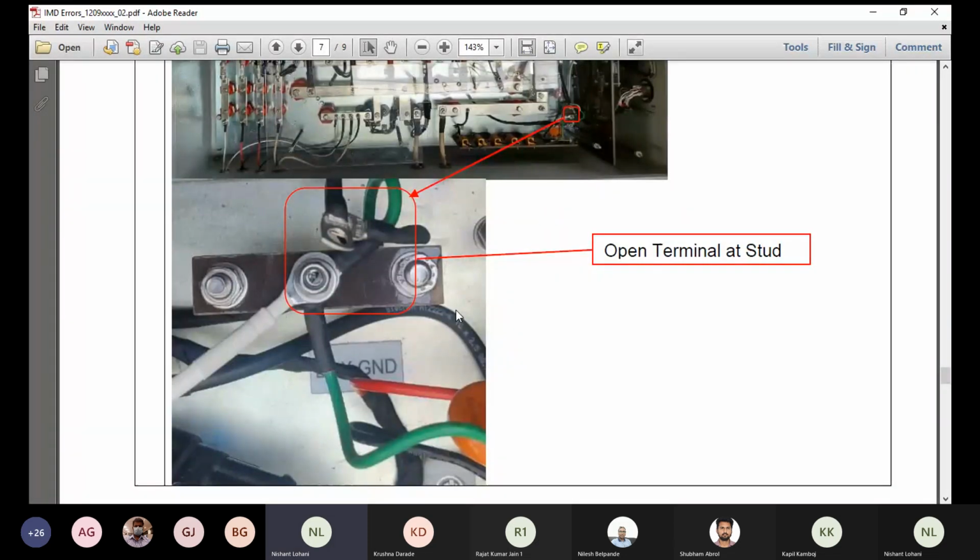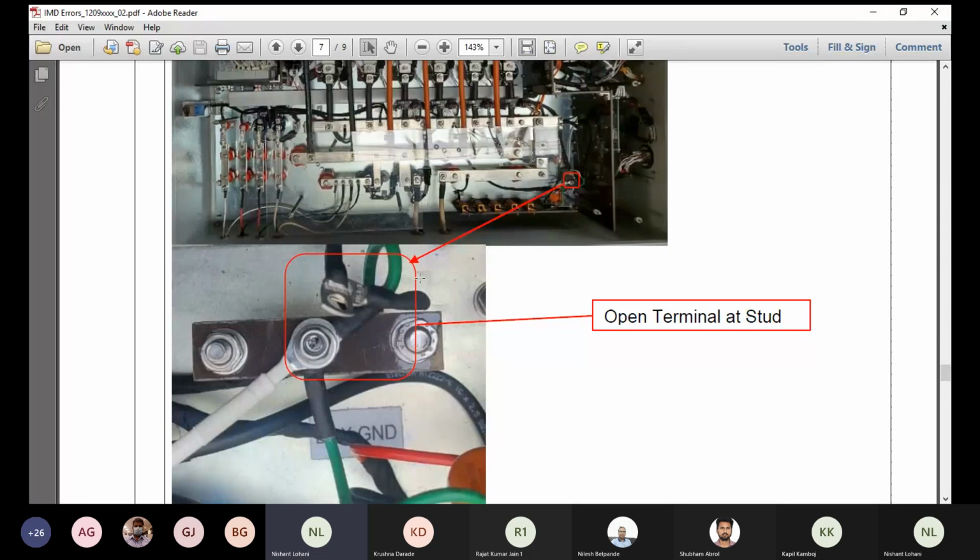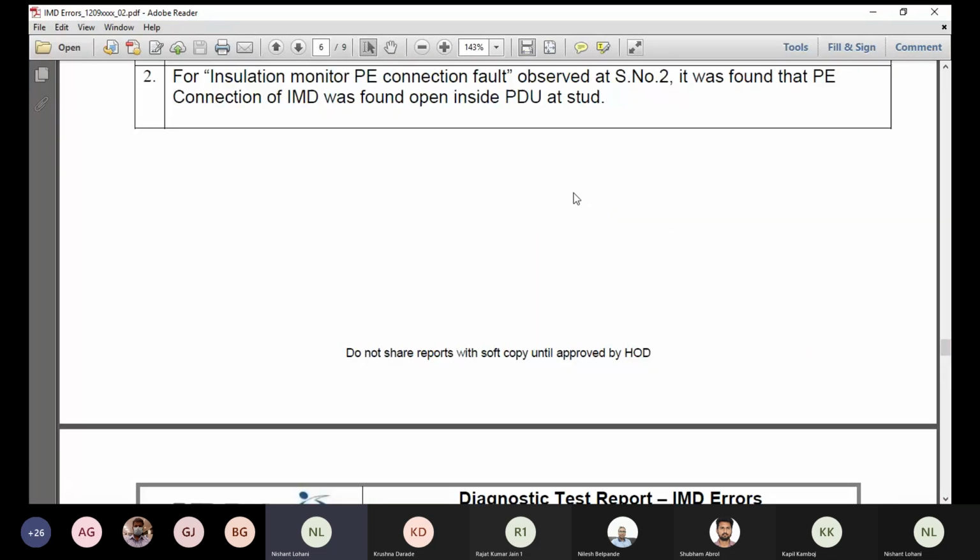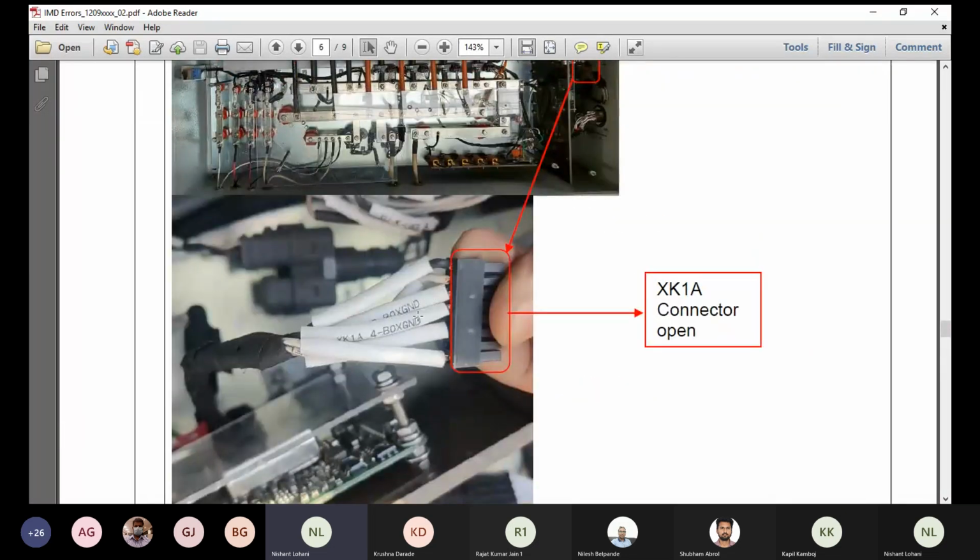Here we can see the connection to the IMD PE connection, and we can see that the connections are open. This connection is open from the stud side at the PDU. It is connected to the low voltage 8-pole LV connector; it is basically connected here. If this connection is missing from this point also, then we will see the ground fault.